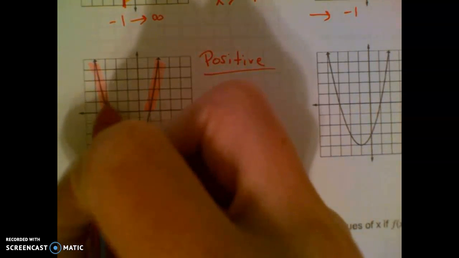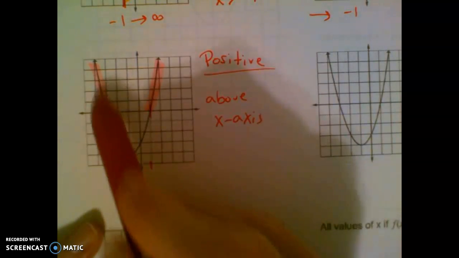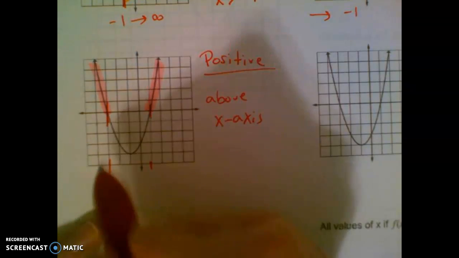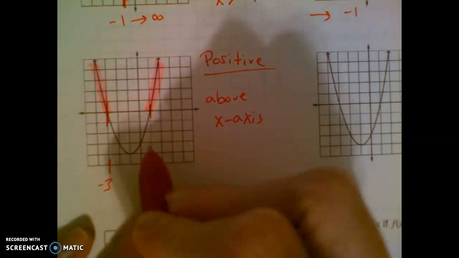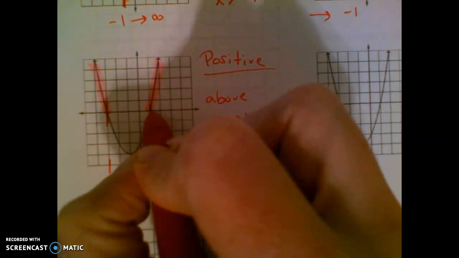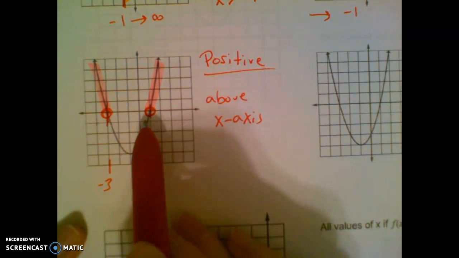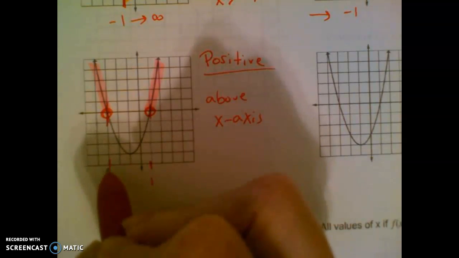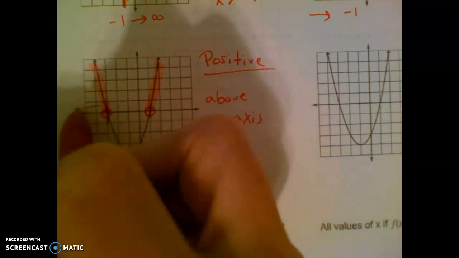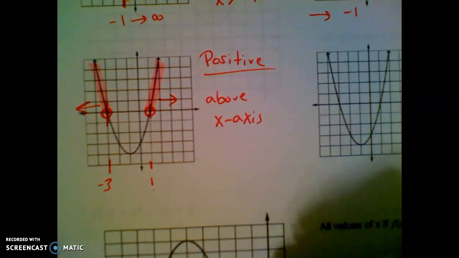Again, look at the x values. So what are the values where it's crossing the x-axis and then it's above and it's below? So it's crossing at -3 and at +1. So these changeover points are at -3 and at +1. So where is it above? Well, it's above everywhere from -3 leftward and 1 rightward.